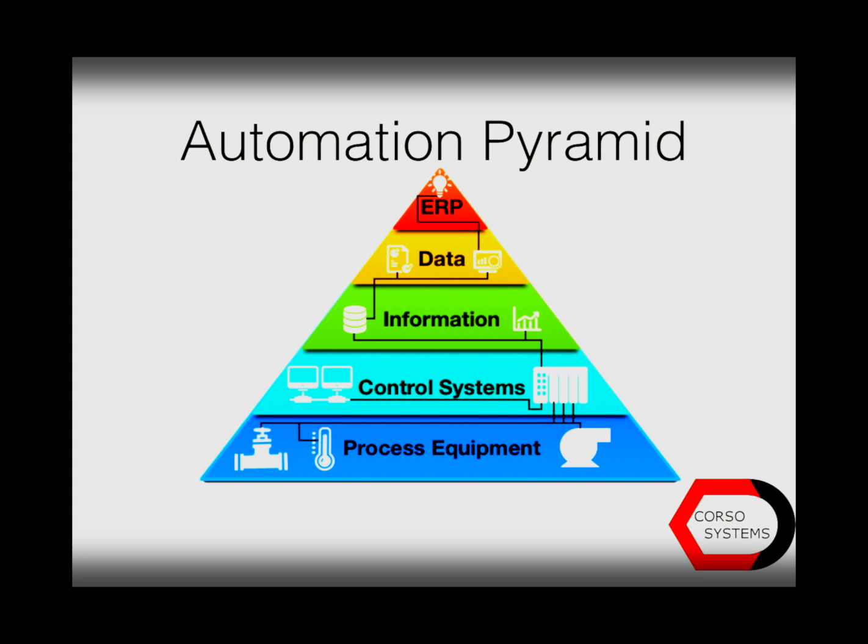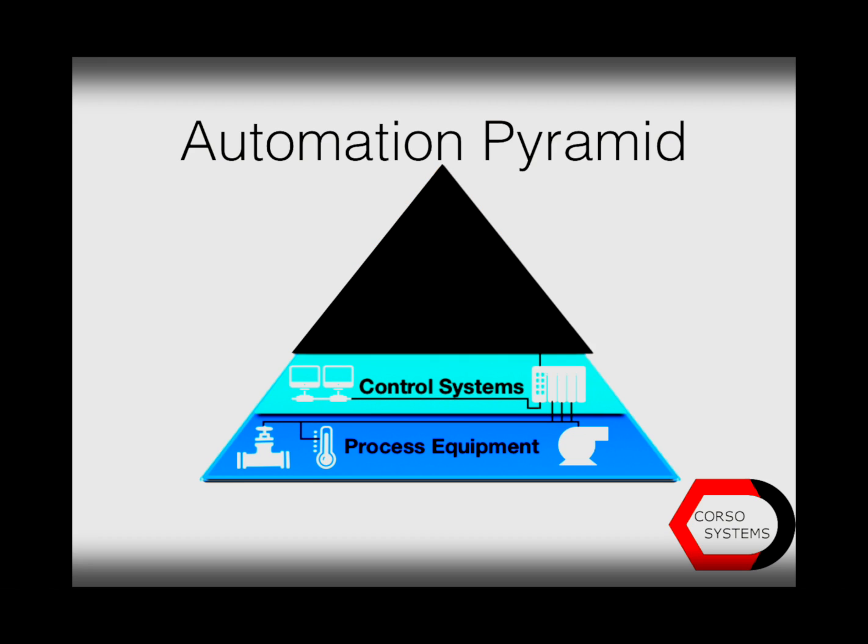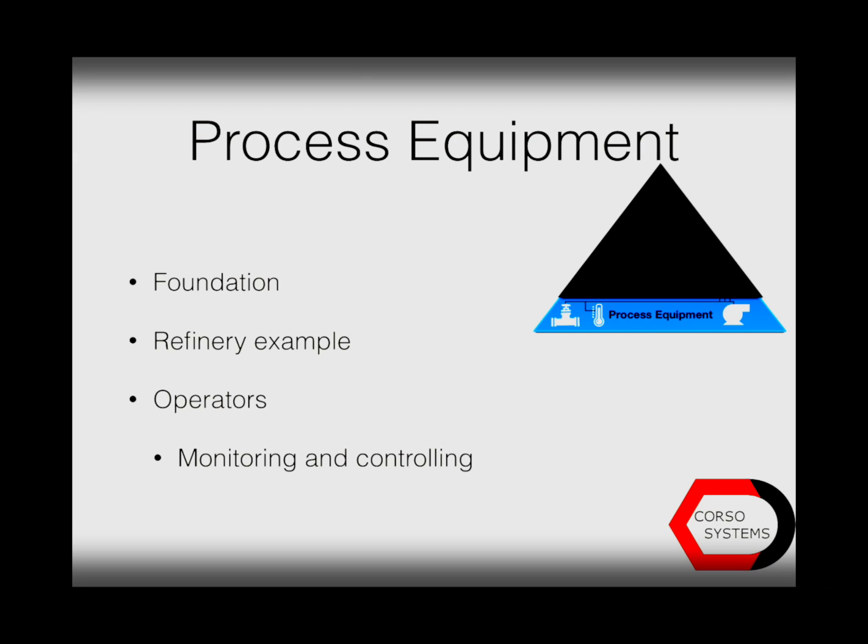Going back to the automation pyramid, here you can see all 5 layers that we talked about in the last video. And then today we're going to talk about the bottom 2 layers, again the process equipment and the control systems. Starting with the process equipment, it's really your foundation, such as your pumps and valves.